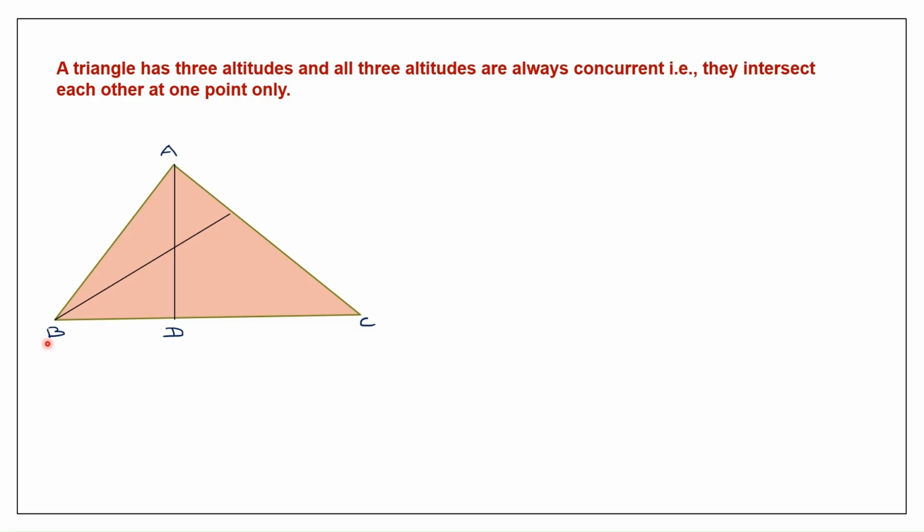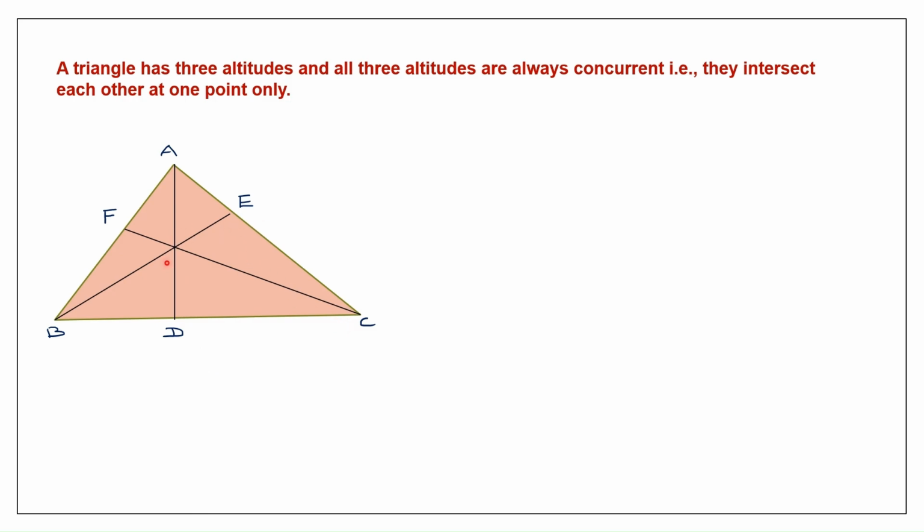Next one we have altitude. Now let's name this as C. The one between C and A as E. So now the altitude BE is the one corresponding to side AC. Then we have the last one here. So here, corresponding to side AB, we have FC or CF.